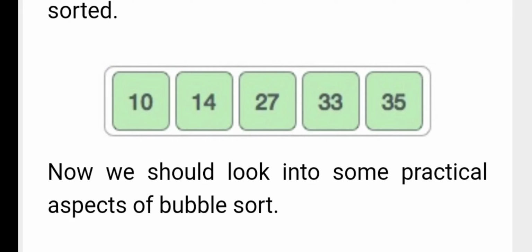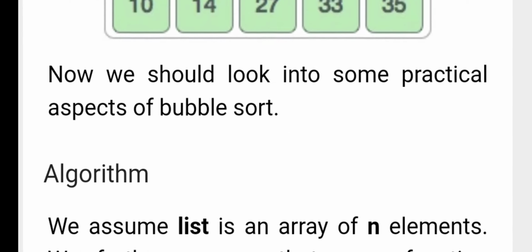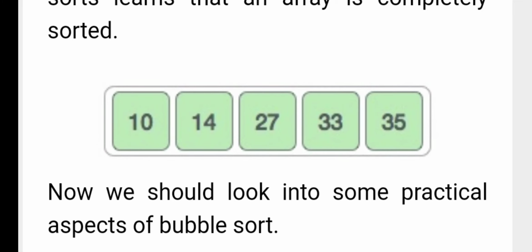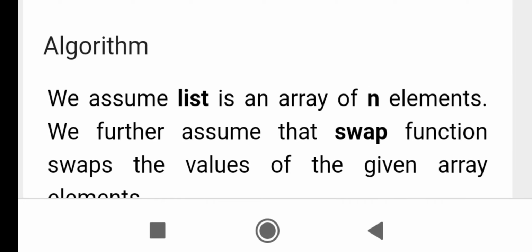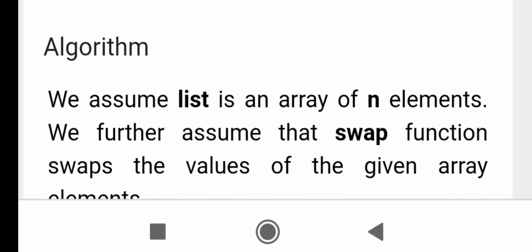Now we should look into some practical aspects of bubble sort. See, now the array is in sorted order, ascending order: 10, 14, 27, 33 and 35. Suppose you are going to arrange the elements in descending order, we have to reverse it: 35, 33, 27, 14 and 10. Now we should look into a practical example. Algorithm: we assume a list is an array of n elements. We further assume that the swap function swaps the values of the given array elements.